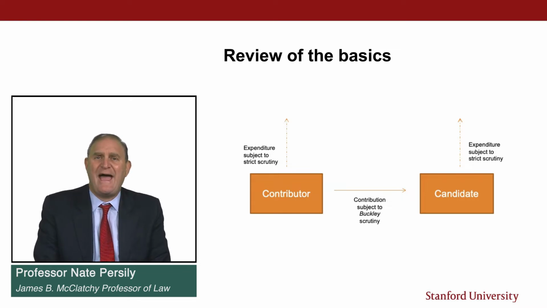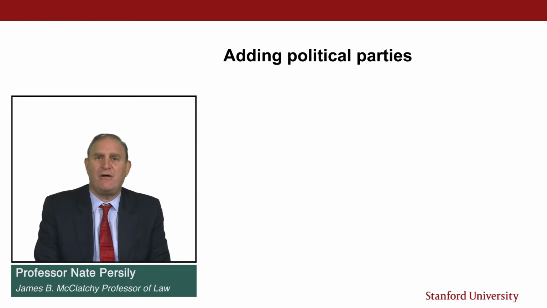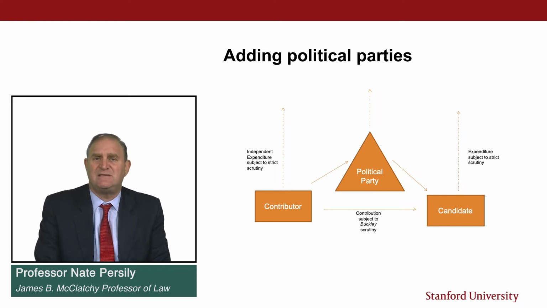Political parties add a bit of complexity to that diagram. So having an intermediary between the contributors and the candidates raises a lot of questions. As you can see from this new diagram, the questions we're going to be asking today are whether contributions to political parties and contributions from political parties should be subject to a special type of scrutiny, and whether their independent expenditures should also be treated like those of other outside groups and subject to strict scrutiny, and likely that regulations of those independent expenditures would be unconstitutional.